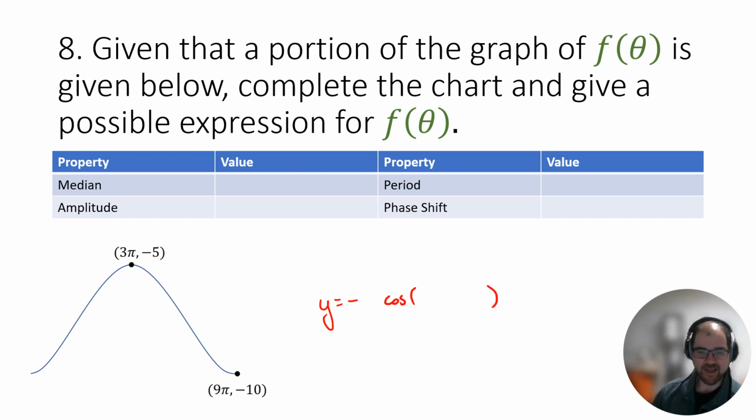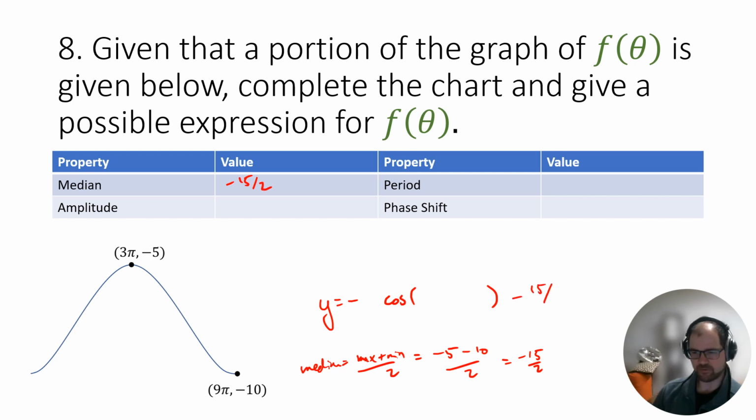The median is the average of those. So the median is the max plus the min over 2. -5 minus 10 over 2, -15 over 2. So there is our median, -15 over 2, which ends up being subtracted from the cosine function right there. Our median height, we don't have to label the points on this graph. I'm just labeling that the median is at -15 over 2.